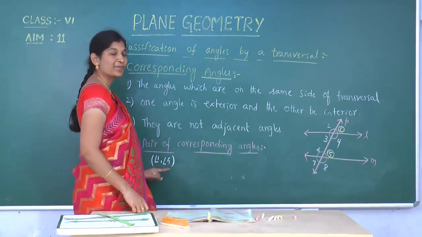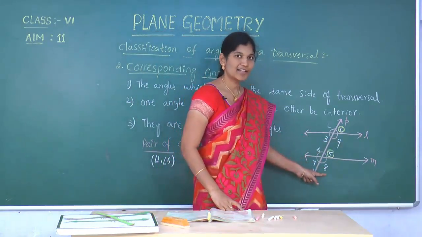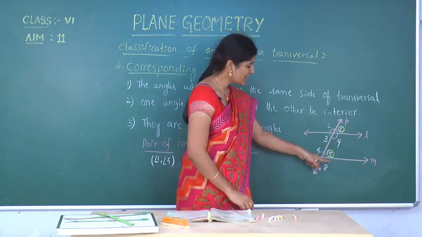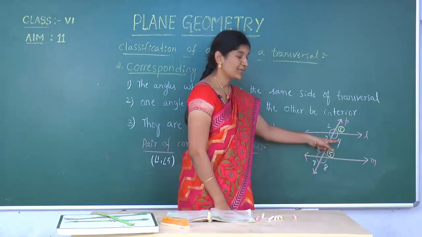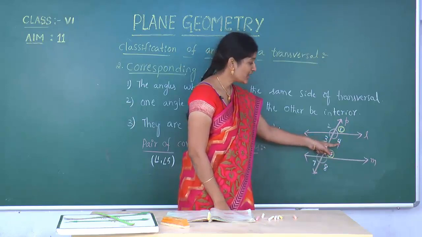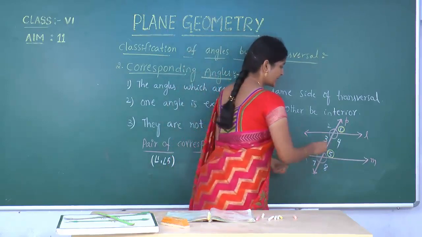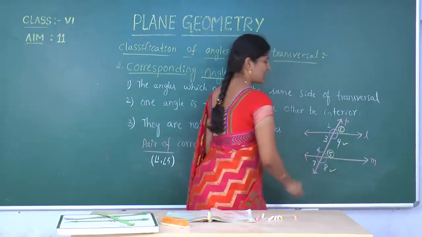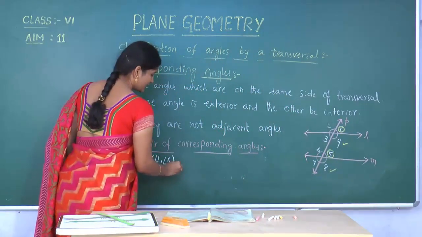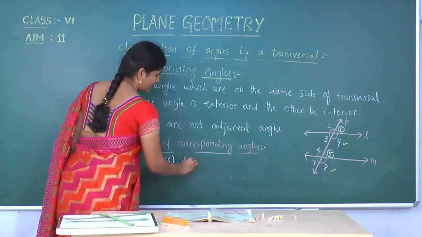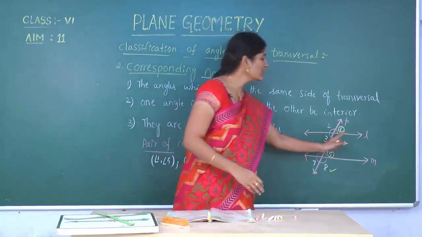I got one pair. Let me go with one more pair. And what about this 4 and 8? Observe this. Here 4 is the interior and 8 is the exterior, and they are not adjacent, and moreover they are lying on the same side of the transversal. So I can select 4 and 8 also. So let me write one more pair. Those are angle 4 comma angle 8. Now that side over.